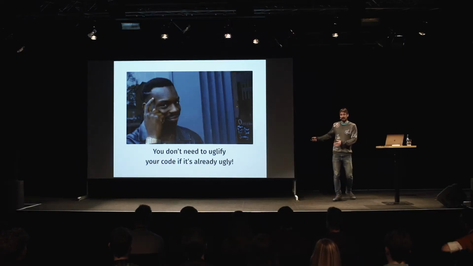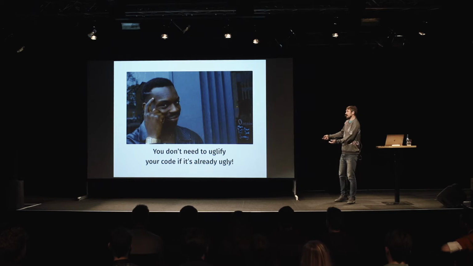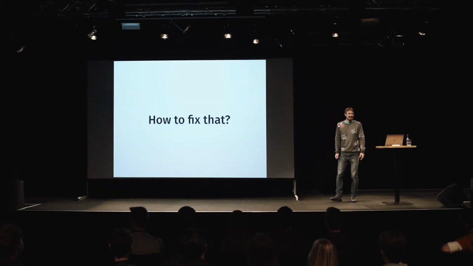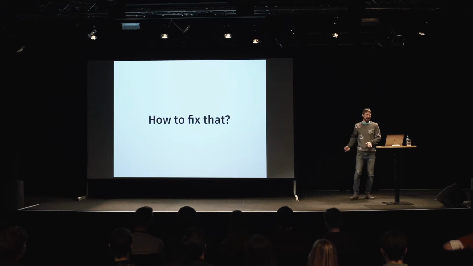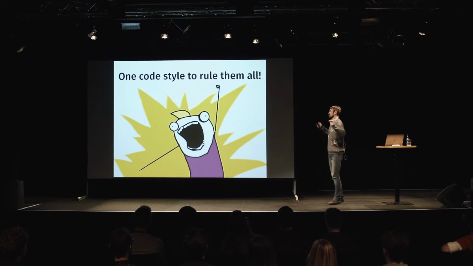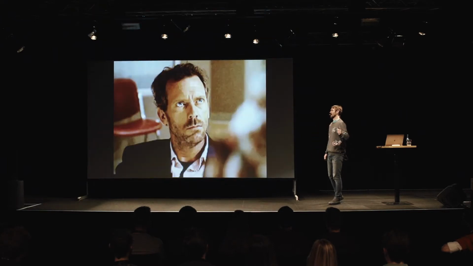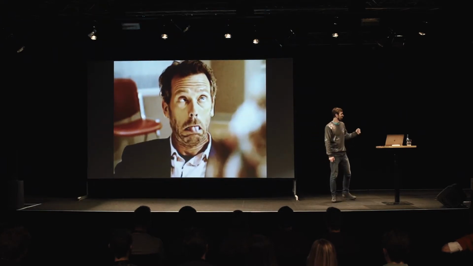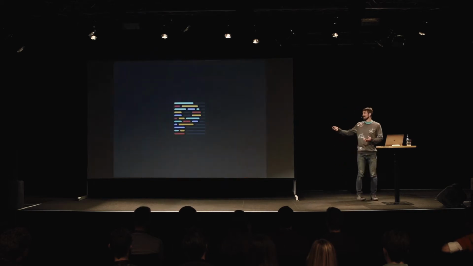Yeah. And he's probably like, I'm doing a good thing, because you don't need to uglify my code anymore. It's ugly. Why are you so mad at me? So, yeah, we know why we're mad at him, right? So how to fix it? Right, one code style to rule them all. But seriously, where is this tool everybody knows about, right?